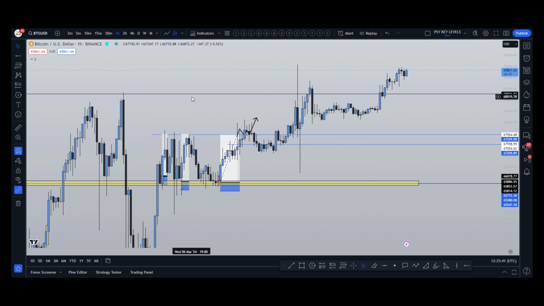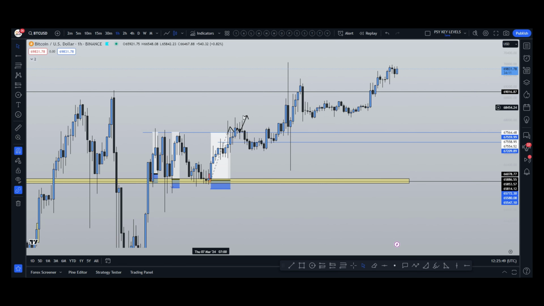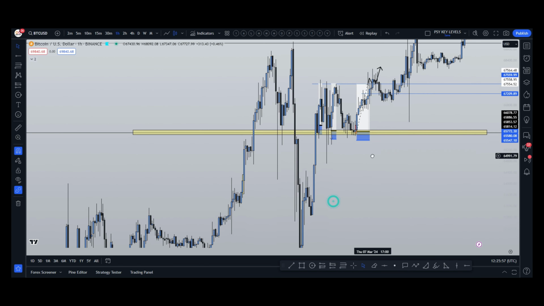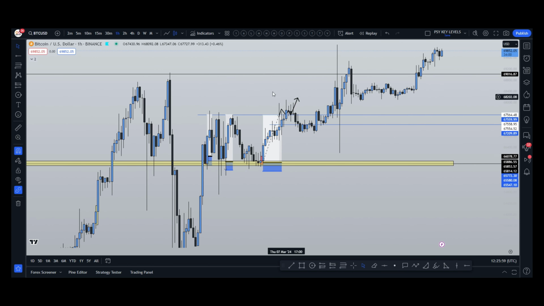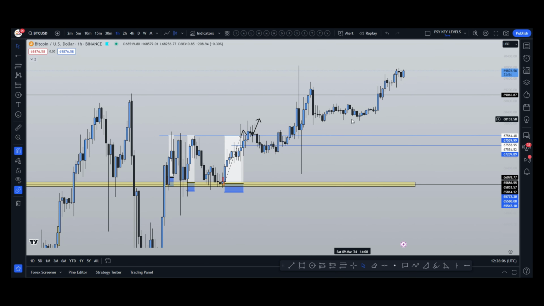Hey guys, today I'm going to be going over the break and retest strategy on BTCUSD Bitcoin. Now obviously the reason for this is just to show that the break and retest strategy works on basically anything, and it applies to all trading instruments out there, whether it's indices, commodities, forex.